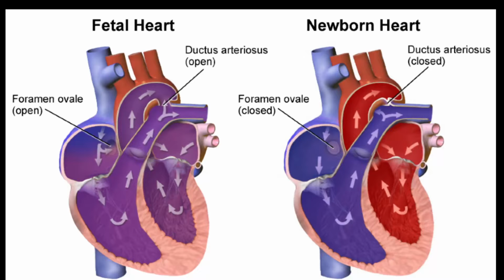And then the third shunt that is not here is the ductus venosus, and that is in the liver, so that the liver is bypassed as well. That gets closed when the umbilical cord is clamped. So there's three physiological shunts that happen in the fetus. It's the foramen ovale, which shunts right to left atrium. It's the ductus arteriosus, which shunts pulmonary artery to aorta. And then it is the ductus venosus, which bypasses the liver.